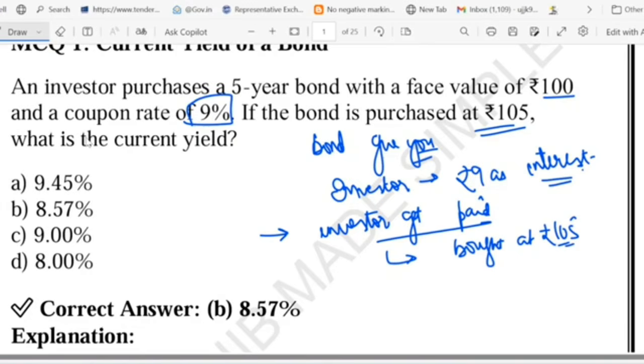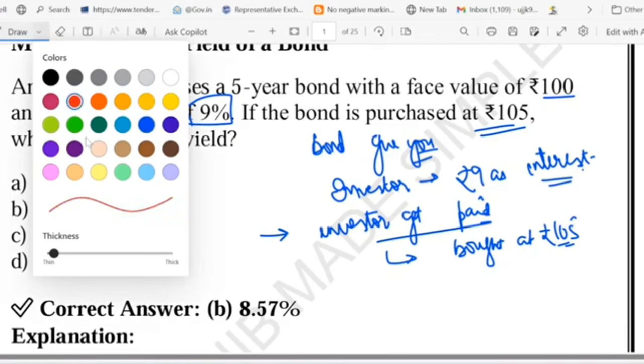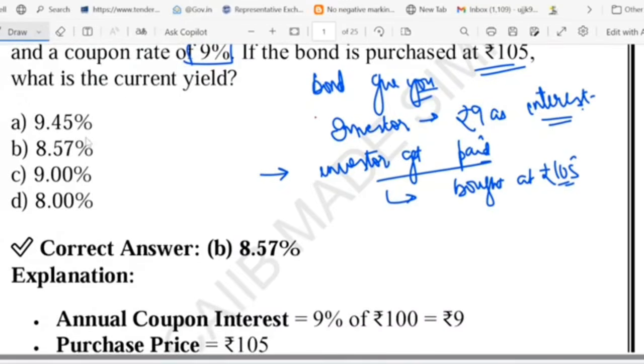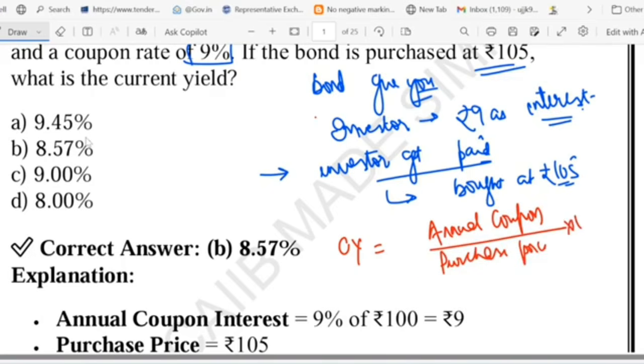Now, if we apply the current yield formula, if you remember it, it is very easy to understand. In the case of finding the current yield, or CY, you write the annual coupon in the numerator, and in the denominator you write the purchase price. Annual coupon divided by purchase price, multiplied by 100.